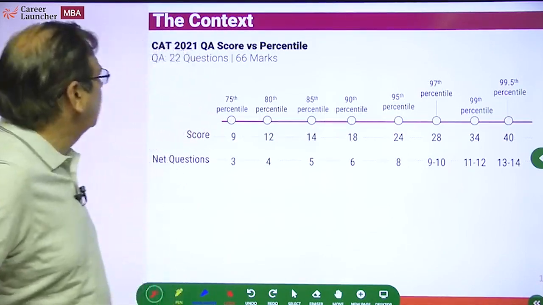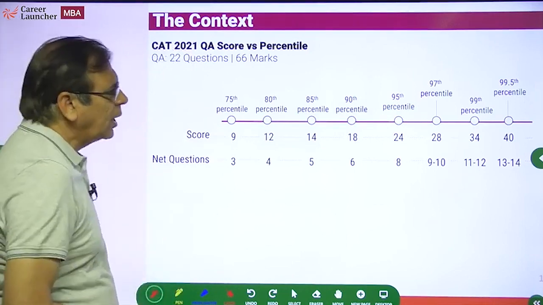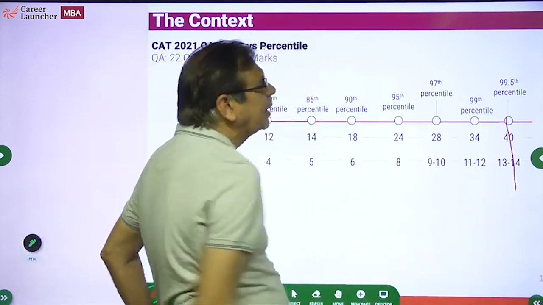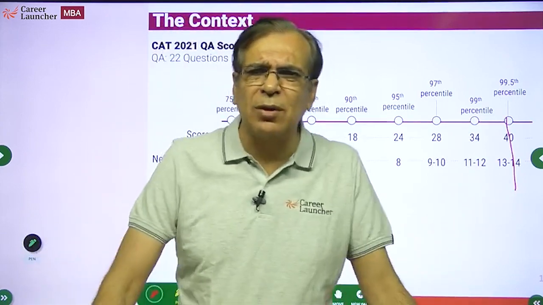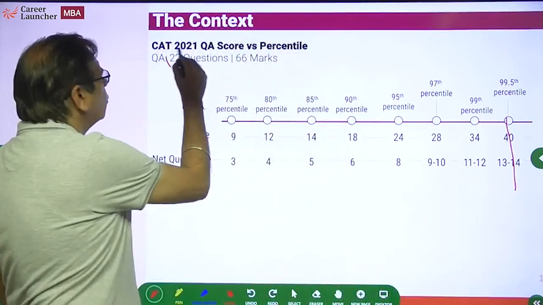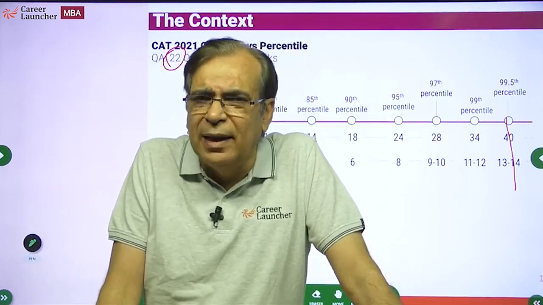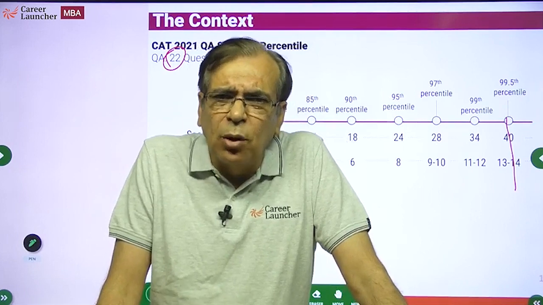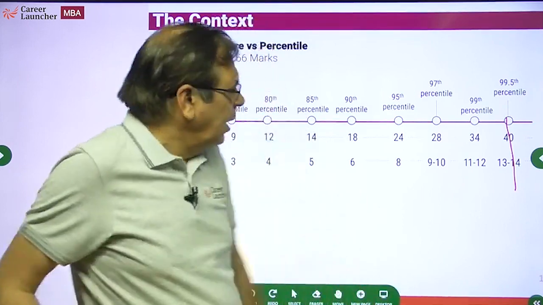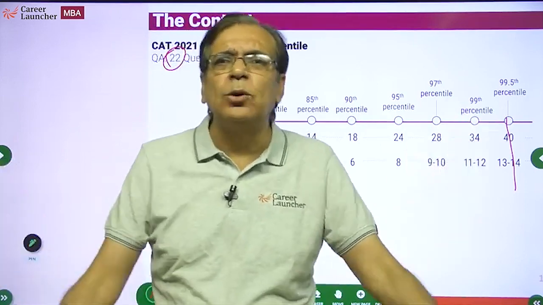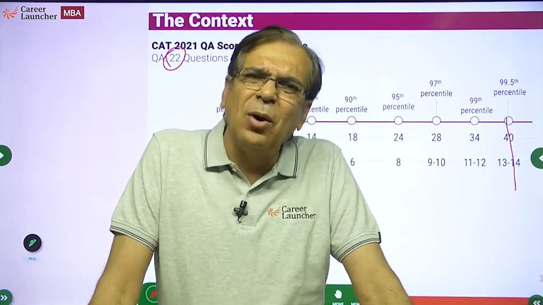If you're looking at CAT 2021, look at the score required for 99.5 percentile. I'm not even looking at 99 percentile. 40 marks, 13 questions. How many questions were there? 22 questions. Out of 22, if you did 13 to 14 questions correctly, you would have got the score of 99.5 percentile. And what does that mean? It means you don't need to do all the 22 questions. 15 kar lo, bahut hai.